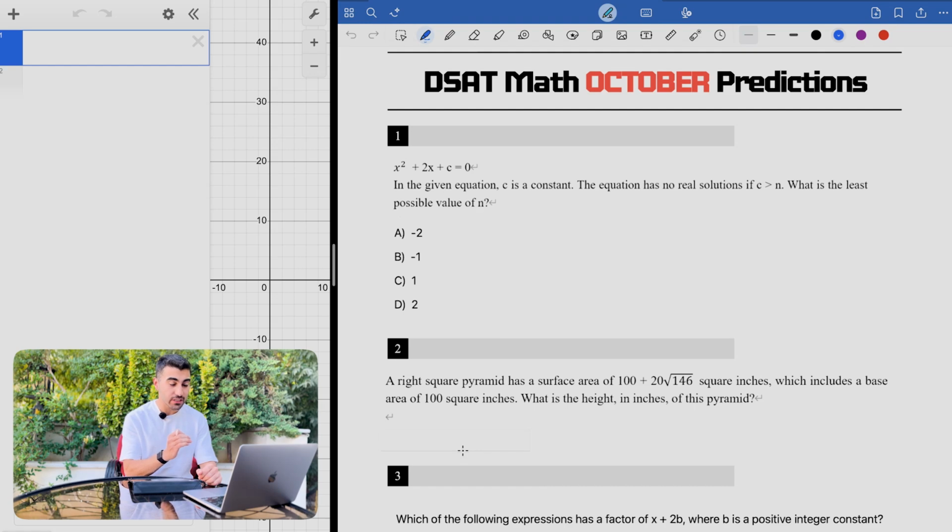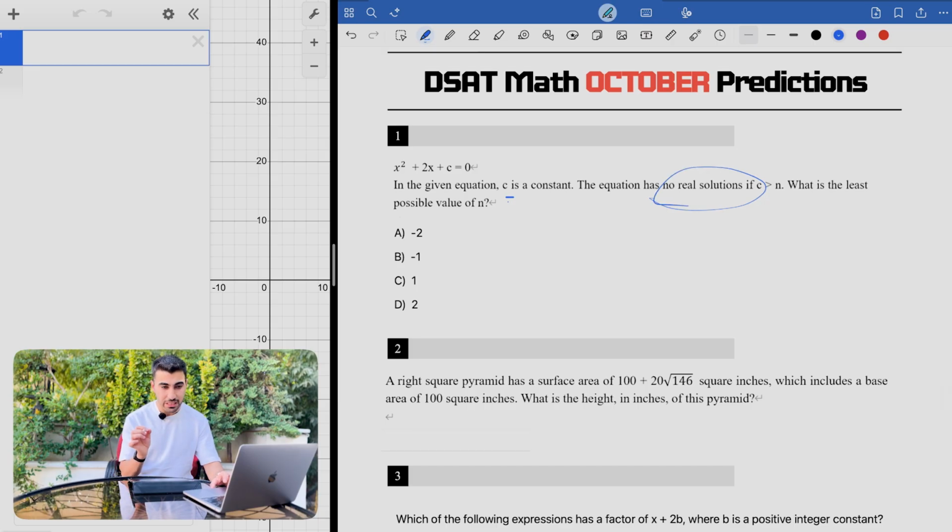But now let's move on to prediction number 1. The first question says, in the given equation, c is a constant. The equation has no real solutions if c is larger than n. What is the least possible value of n? So in this question, you have a constant c and the equation has no real solutions. If c is larger than n, we're looking for the value of n. The equation has no real solutions. That's what the question is telling us.